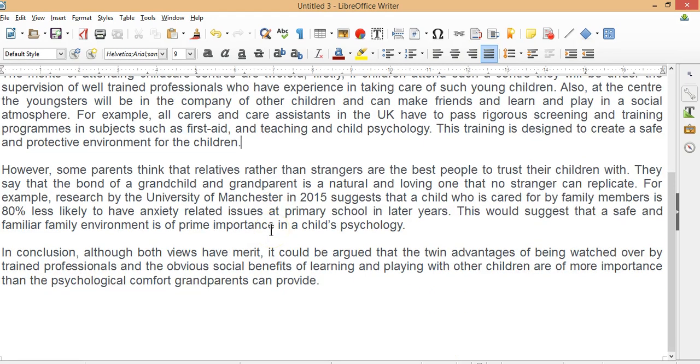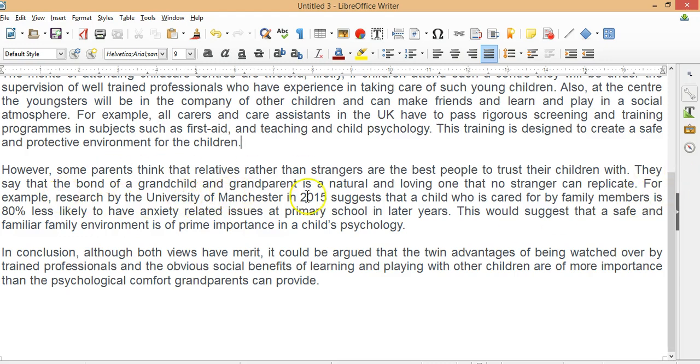So we have to look at the opposite view now, which is that grandparents are better. So why is it better? However, some parents think that relatives rather than strangers are the best people to trust their children with. They say that the bond of a grandchild and grandparent is a natural one that no stranger can replicate. Now, I was struggling with examples, so I understand how it works. So I made this up, and I think it fits.